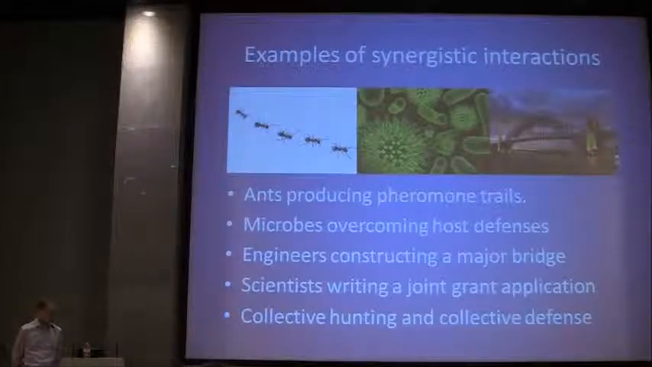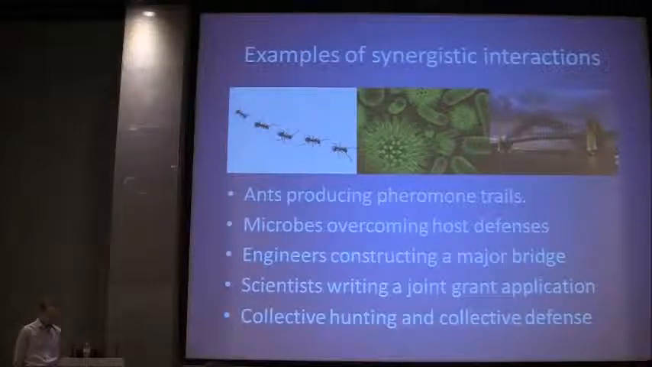Another example can be microbes which overcome host defenses. So you can think of a single microbe easily being taken out by the immune system, but if a large number of microbes arrive, then they might overwhelm the local immune defenses and take over the host. So this means that a single microbe, in this case, attacking a host, will not be very successful, but once you have a sufficient critical mass, it certainly pays off to join the effort and you get more benefits from it.